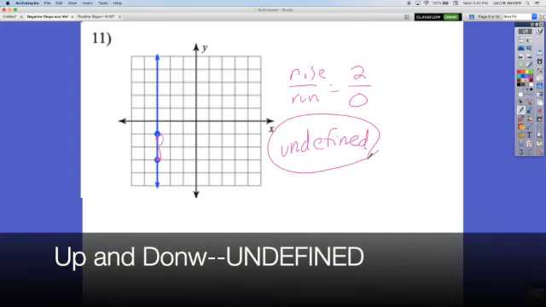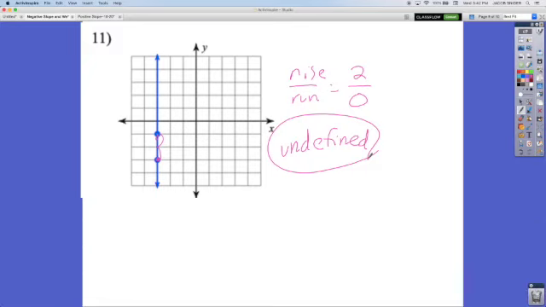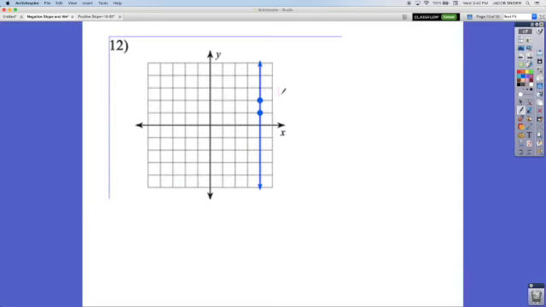A straight up and down line. Remember, we talked about slope. It's a slant. It's how steep it is. Well, if it's straight up and down, there's no slant. There's no steep. It's just straight up and down. It's like a wall, okay? If I try to put my pencil on the wall, it's going to drop straight to the ground. So that's why we call it undefined. Same thing here, okay? Straight up and down, undefined.